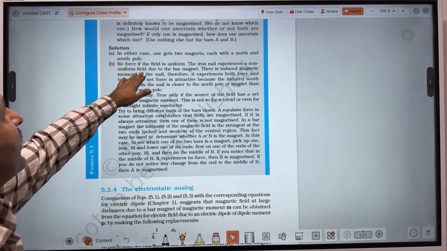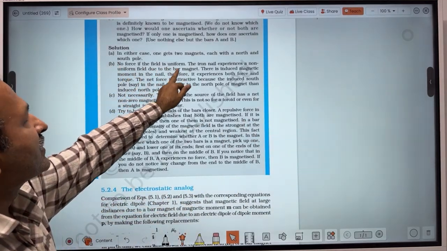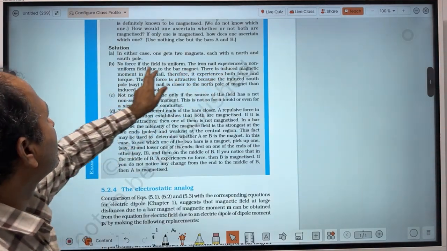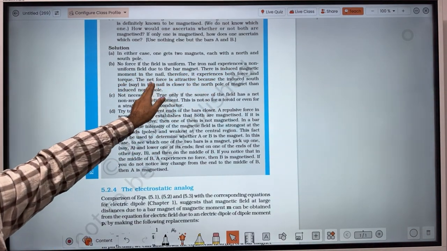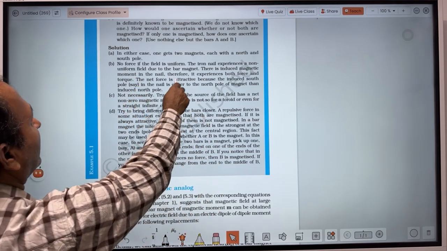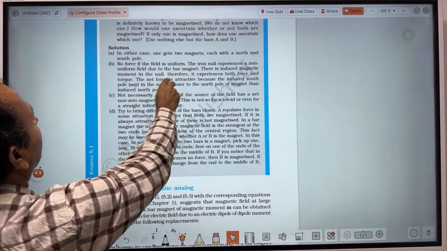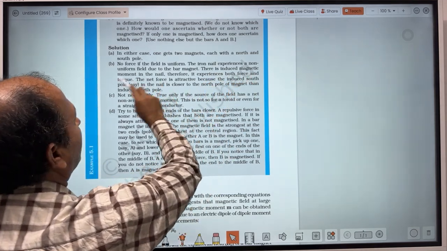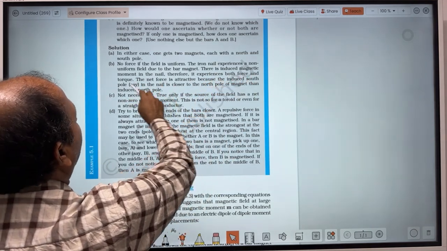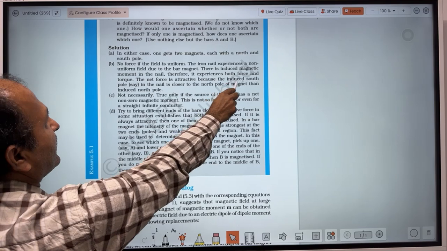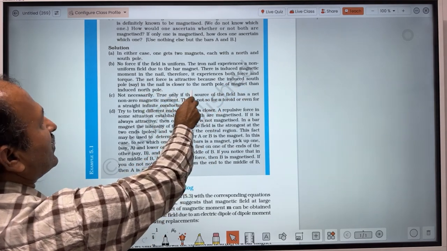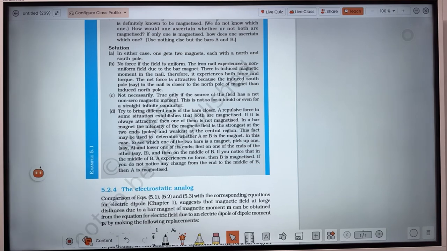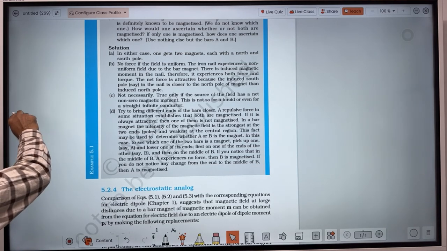Here, the first answer is no force if the field is uniform. In case of a magnet, we are talking about that. The iron nail experiences a non-uniform field due to the bar magnet, right? Keep in mind, for the iron nail, there will be a non-uniform field. There is an induced magnetic moment in the nail, therefore it experiences both force and torque. The net force is attractive because the induced south pole in the nail is closer to the north pole of the magnet than the induced north pole, right? So this could be the cause.